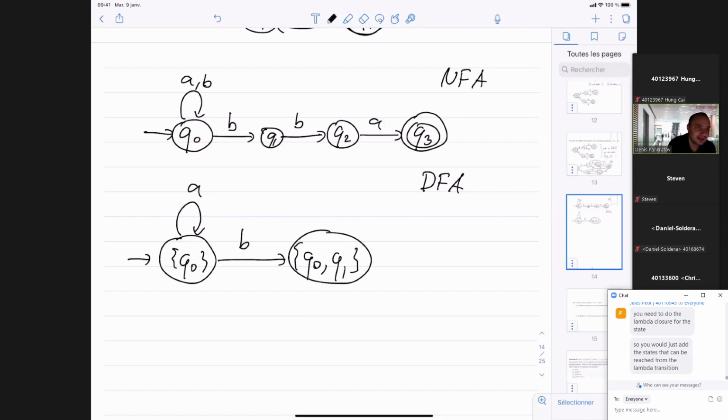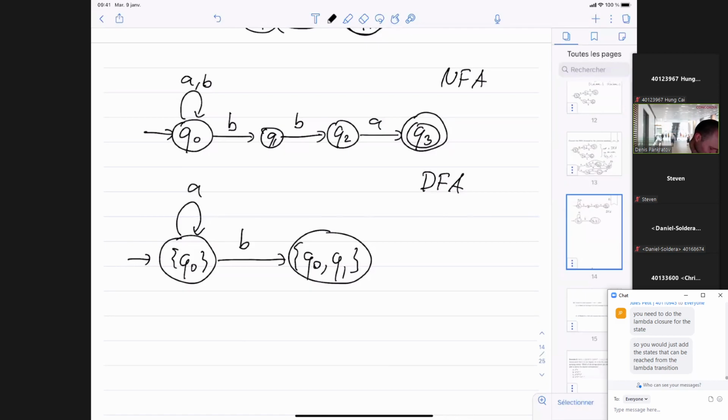And if you had lambda transitions, as correctly pointed out in the chat, you would need to consider which states you can reach also by taking lambda transitions. So you take a lambda closure of the set of states. So if you, for instance, had a lambda transition from Q1 to some state Q4, you would go not only to Q0, Q1, but also Q0, Q1, Q4.